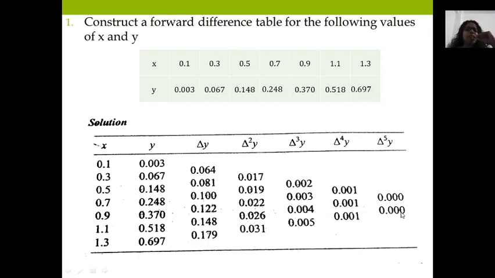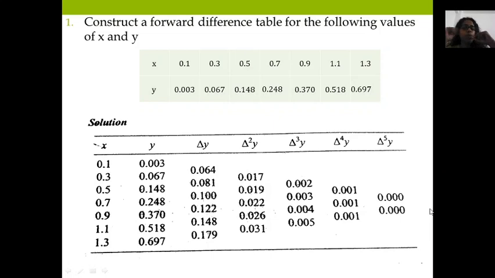What does that mean? Yes, the differentiation of a constant is 0. Differentiation of a constant is 0. I hope you understood. So these are constants, and while you take the difference, it won't give you a value. That's why we limited this with delta 5y. So it's very easy, the forward difference table.